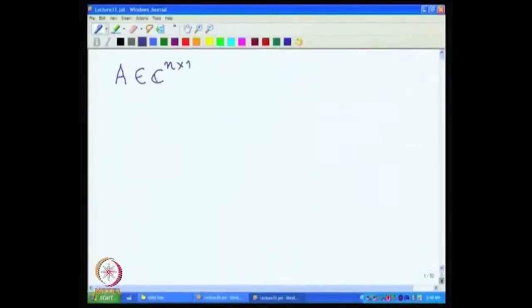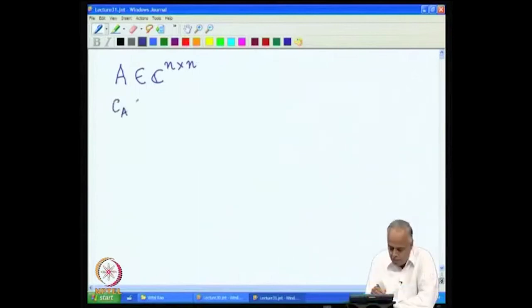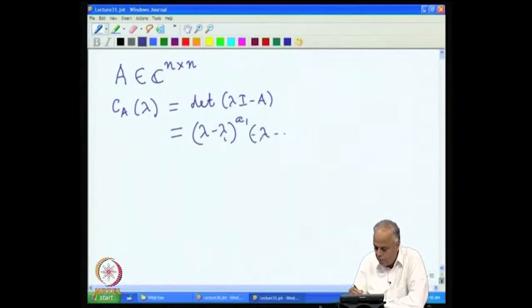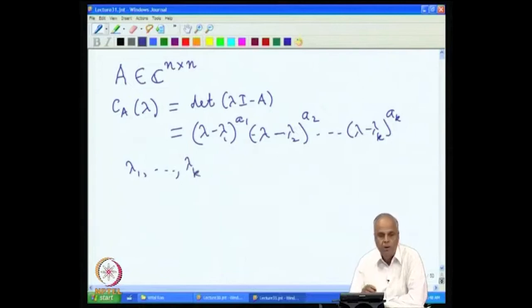We have been looking at the notion of diagonalizability, and we found that if A is an n by n matrix, then the characteristic polynomial was defined as the determinant of lambda I minus A, and we found that this is a polynomial of degree n. And since we have assumed everything over the field of complex numbers, this can always be factorized as lambda minus lambda 1 to the power of a 1, lambda minus lambda 2 to the power of a 2, and lambda minus lambda k to the power of a k. The lambda 1, lambda 2, lambda k are the distinct roots of the polynomial, and they are the distinct eigenvalues of A.